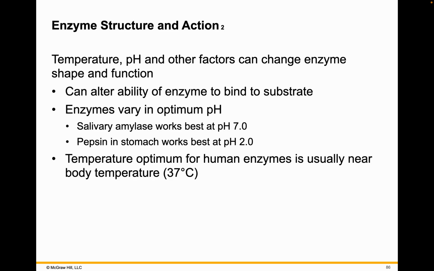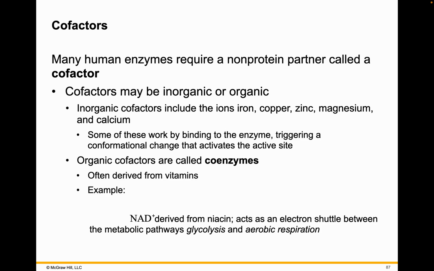Temperature, pH, and other factors can change the enzyme shape and therefore affect its function. They can alter the ability of the enzyme to bind its substrate. Enzymes have an optimum pH. Most would be around physiological pH, but pepsin in the stomach works best at a pH of 2. And the temperature optimum for human enzymes is also usually near 37 degrees Celsius.